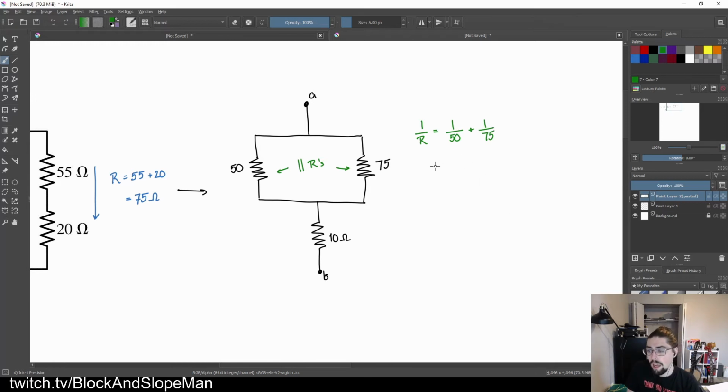When I solve this thing out, I'm going to go ahead and combine these fractions, find the lowest common denominator. So this is 3 over 150 plus 2 over 150, 5 over 150, which means that our resistance is 150 over 5, only 30 ohms. Lower than the other 2.